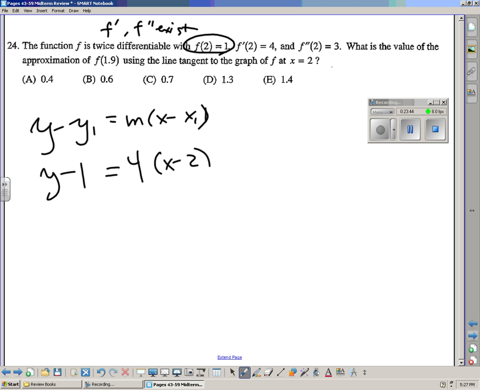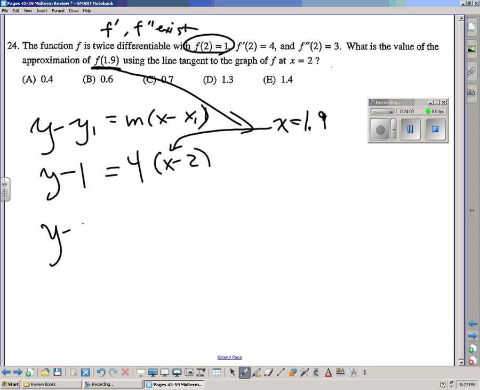And now we want to find out what the approximation of f of 1.9, or the y value at 1.9, is when x is 2. So what we're going to do is use this point now. We're going to let x be 1.9 in here, and we're going to find out the y value.